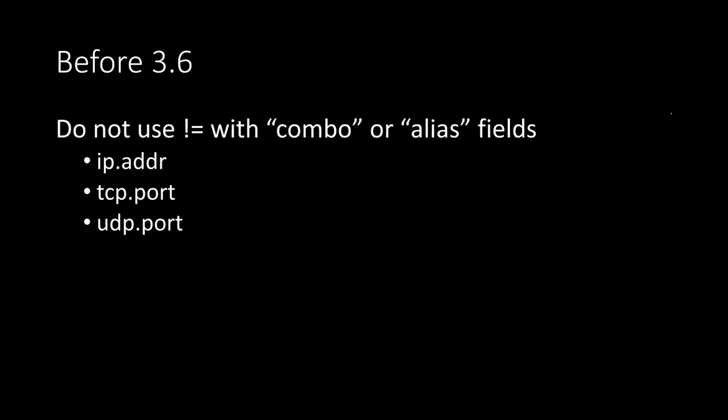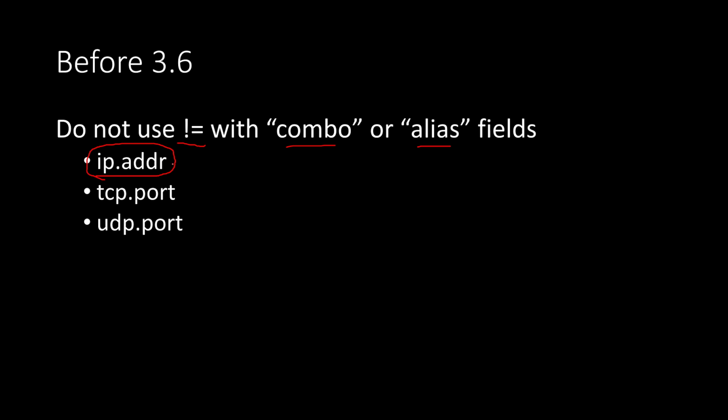All right, so this one plagued people for years and years since Wireshark was Ethereal. This idea that you could not use the exclamation point ! with a combo or an alias field. So what are combo or alias fields? Well, ip.addr is one of them, and it's one of the most popular display filters used in Wireshark. This is not an actual field inside of any frame.